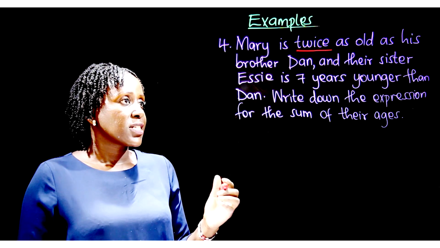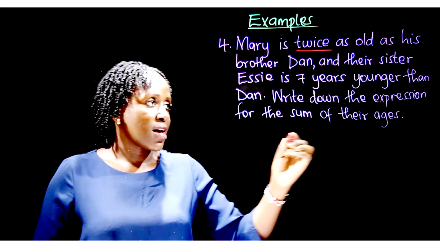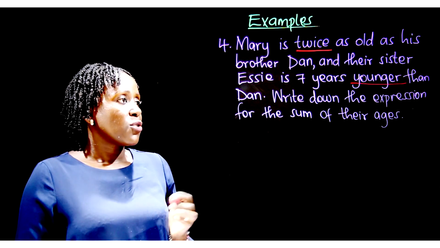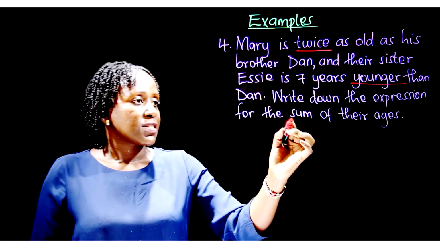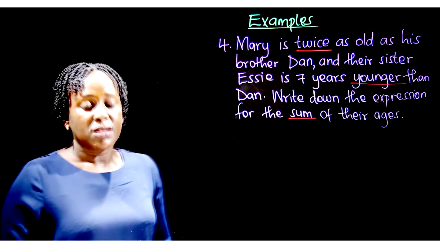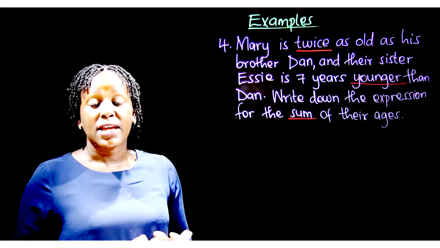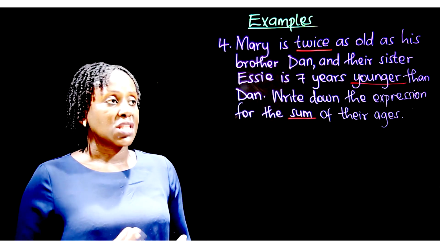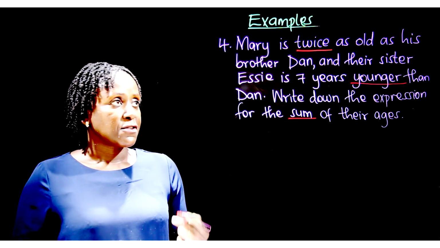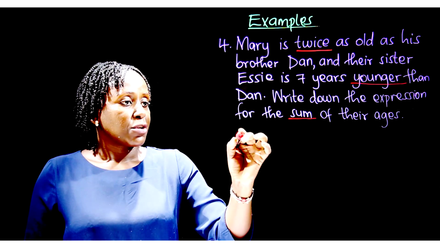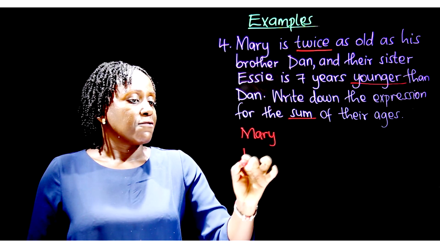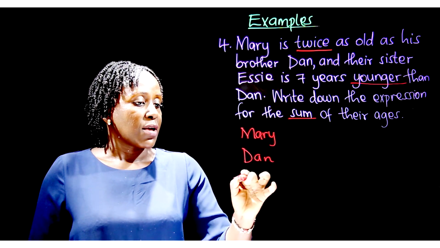And their sister Essie is 7 years younger than Dan. Write down an expression for the sum of their ages. We don't know how old any one of them is, but we can see that there is a relationship between their ages. So we are going to identify that first. So we have 3 people here. We have Mary, we have Dan, and then we have Essie.